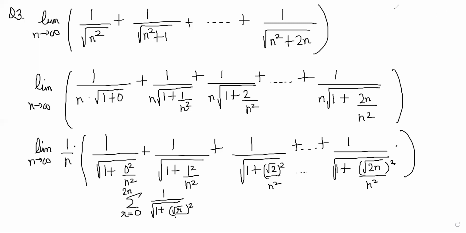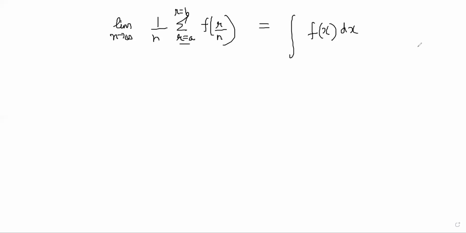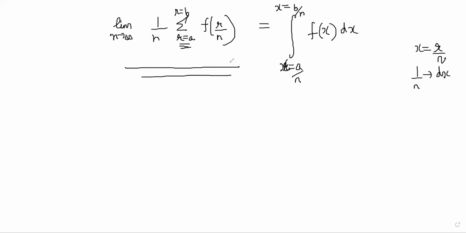The reason I'm trying to write it as f of r by n is because if you have this limit n tends to infinity 1 by n, summation r goes from some point to some point, and there is a function of r by n, then that can be written as a definite integral of f of x dx, where x is your r by n, and 1 by n is your dx, and the limits go from a by n to b by n.